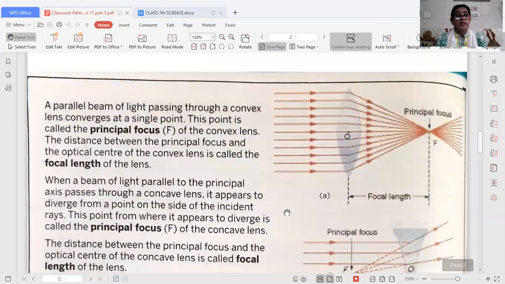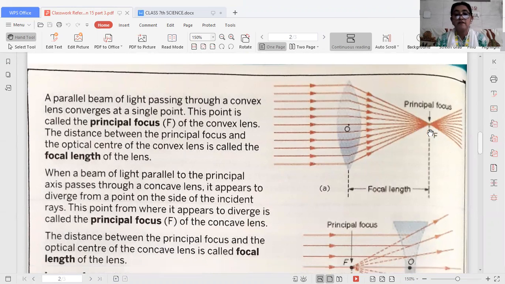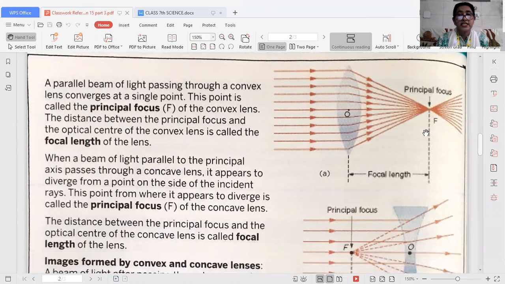Now, as you can see in the diagram, when parallel beams of light pass through a convex lens, they always converge at a point. They always meet at a point, and this point is known as the principal focus. The distance from the principal focus to the optical center is known as the focal length.